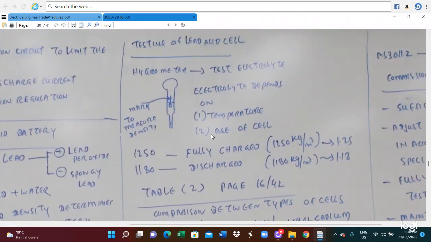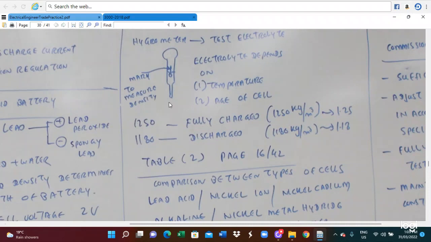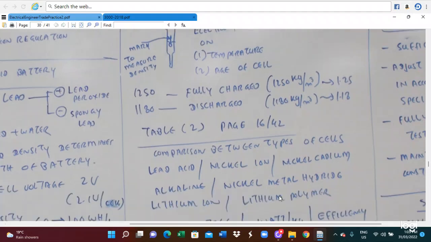We also have to test the lead acid cell. We use a hydrometer to test the electrolyte. The electrolyte depends on the temperature and the age of the cell. These floating indicators show the density of the electrolyte. In this case, the density of 1250 is fully charged. So this is 1250 kilograms per cubic meter, or 1.25. If it is 1180, it is discharged; 1180 kilograms per cubic meter is 1.1. So when you measure the density, 1.25 is fully charged, and 1.1 is totally discharged.